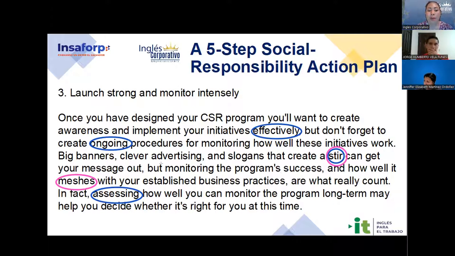And meshes, it means to mesh, how well it meshes. So it means how well it integrates, how well it blends with. So mesh is kind of like to connect, to blend, to mix. Okay, does that make sense? Questions? Okay, all right, let's go on to number four then.